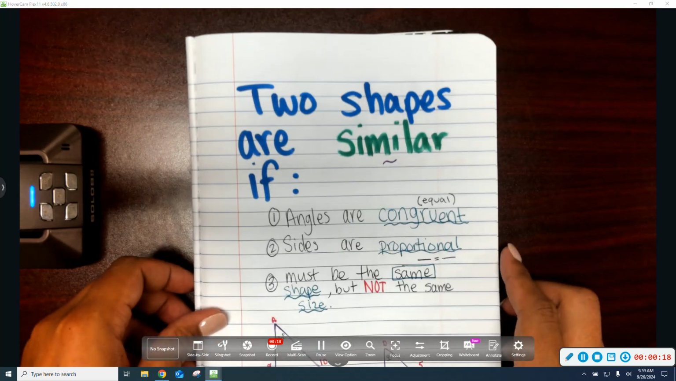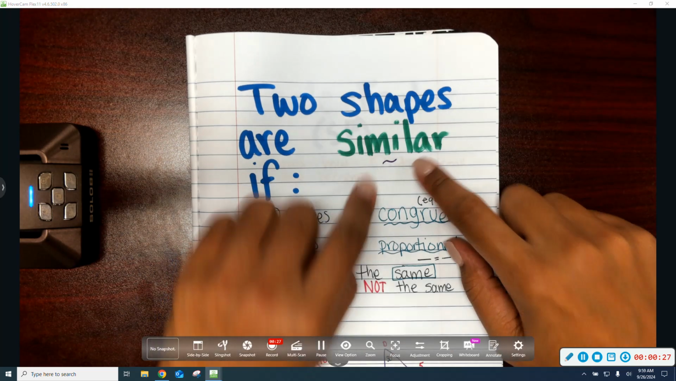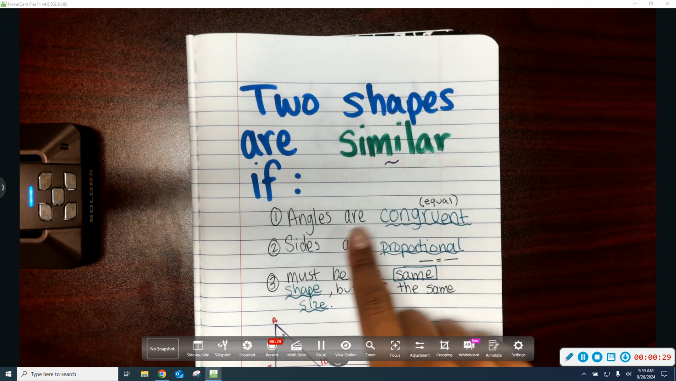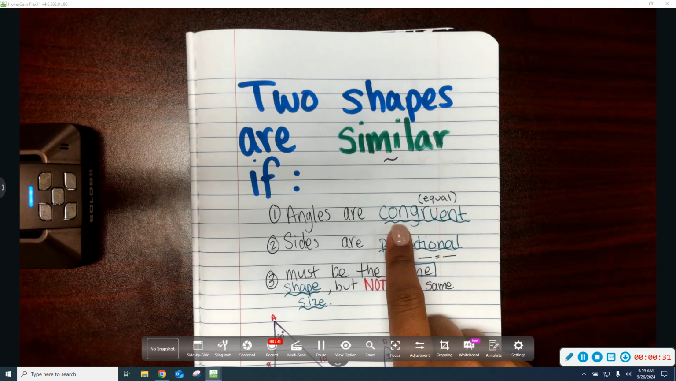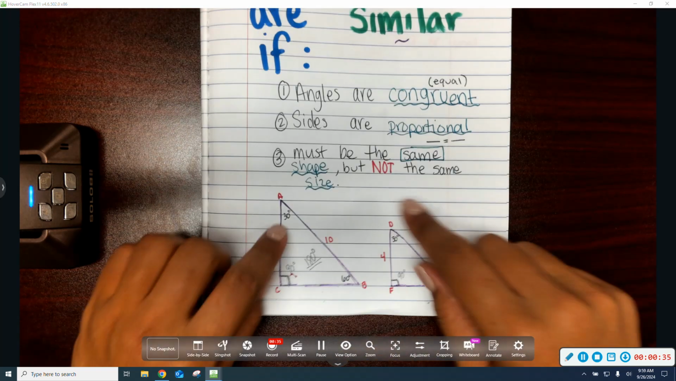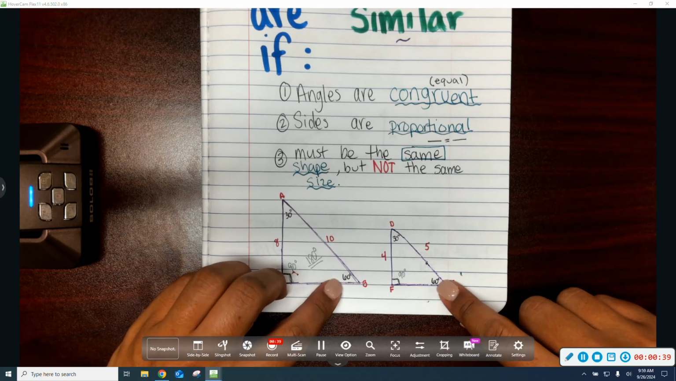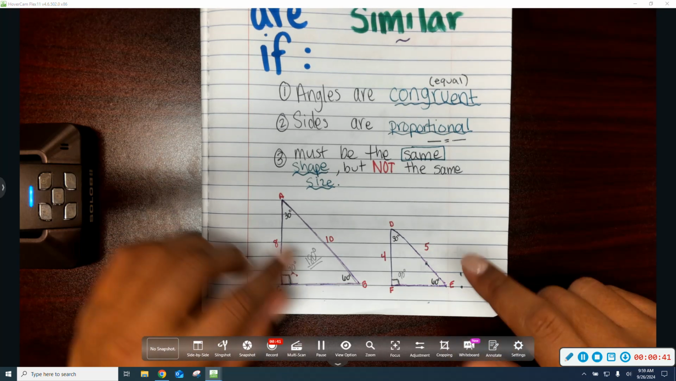As a reminder, there are 3 things that we need to remember to know that 2 shapes are similar. 2 shapes are similar if angles are congruent. Congruent means to be equal or to be the same. So angles need to be the same measurement in your similar figures.